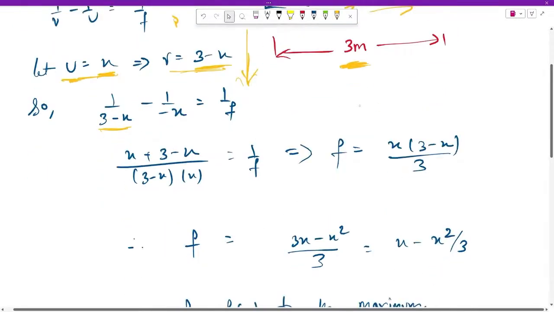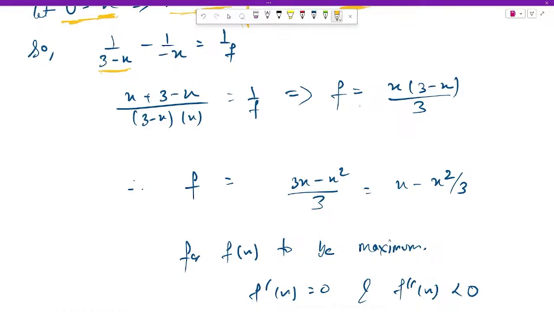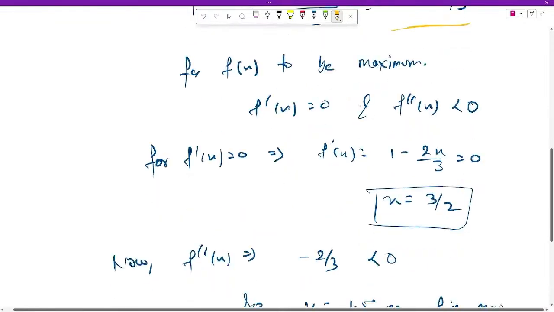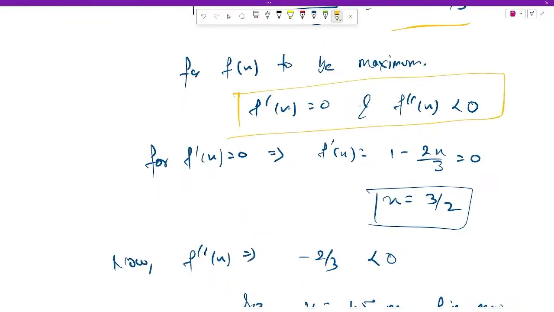Now solving for f, we get the value of f as x times 3 minus x by 3. Upon simplification we will get f as x minus x square by 3. Now for the focal length function to be maximum, we know the mathematical condition: f dash x, the differentiation of the function of focal length with respect to x, must be equal to 0, and the double differentiation of that function with respect to x must be less than 0.